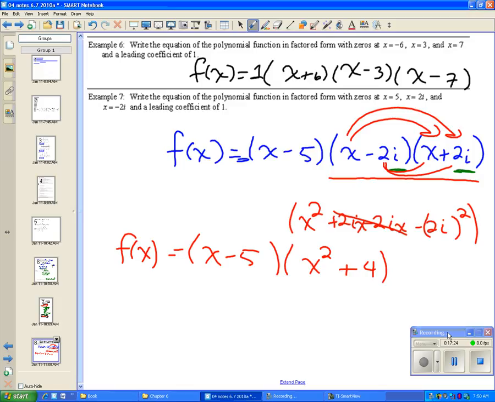So what I do is I take each zero and I make it into its corresponding factor. If those zeros are imaginary numbers, I want to FOIL them out. They're always in pairs. So I want to FOIL them out and find that factor that factors out into those imaginary numbers. For this one, it's x squared plus 4.